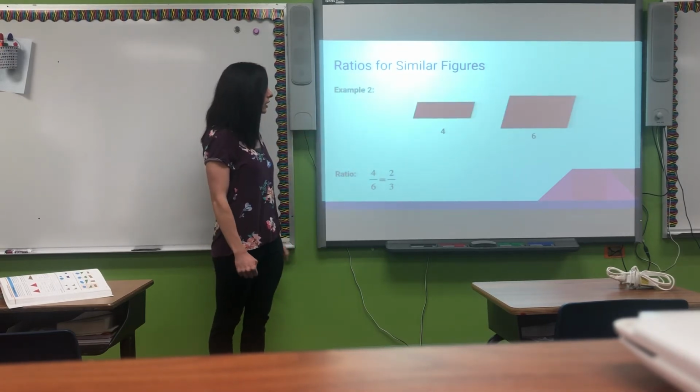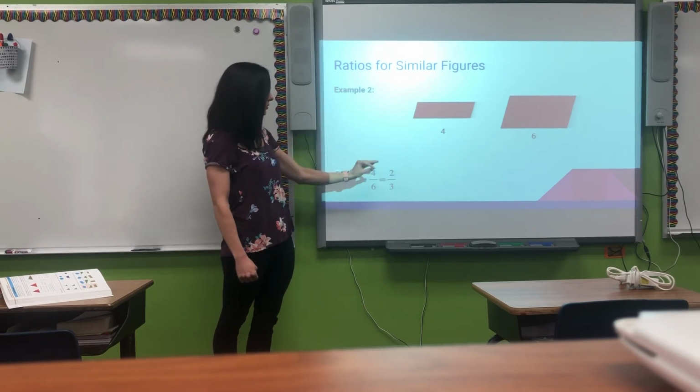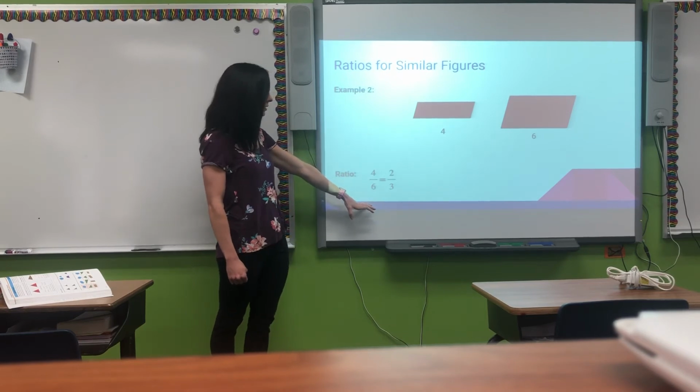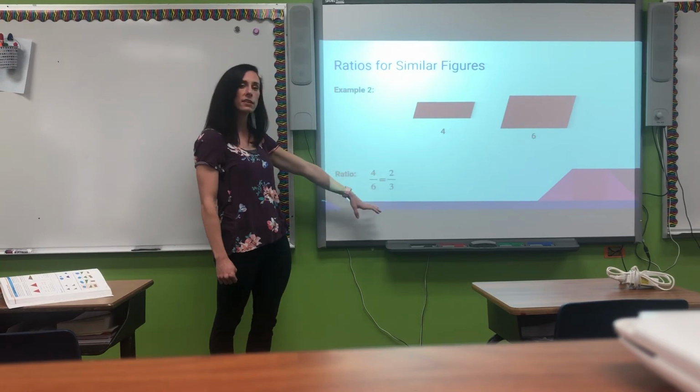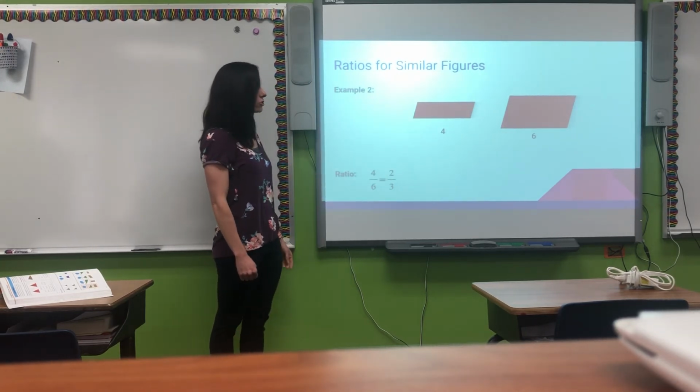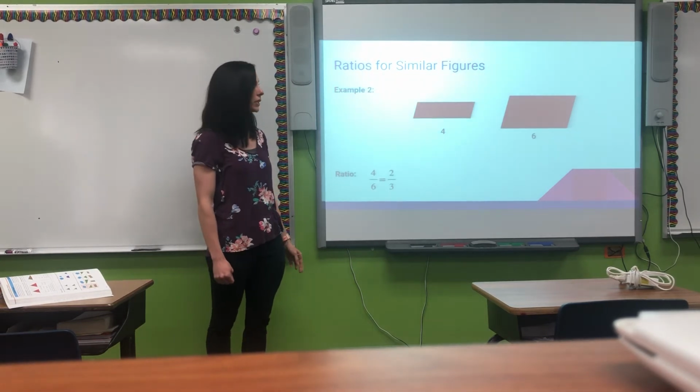All right, here's our, I believe, last example before our homework. So our first picture is 4, and our second picture is 6. Okay, so 4 to 6, we can divide 4 and 6 by 2. So that reduces to 2:3. So our ratio here is 2:3.